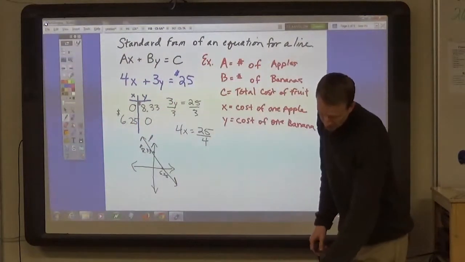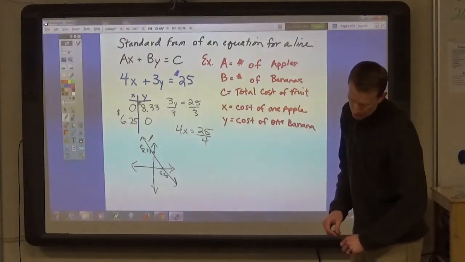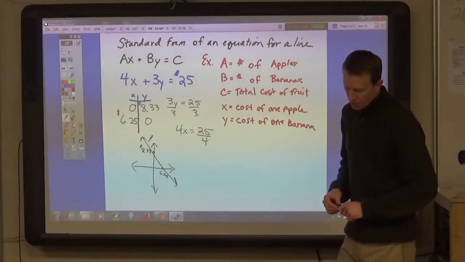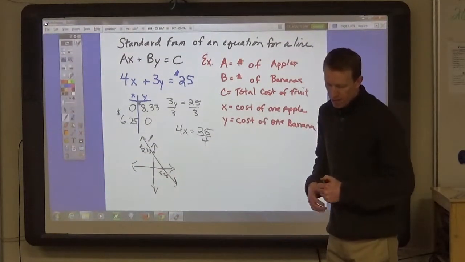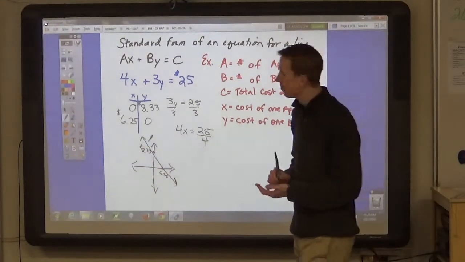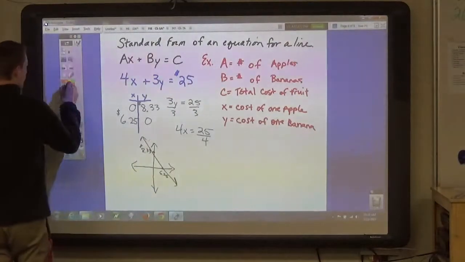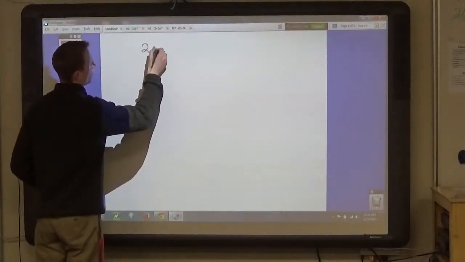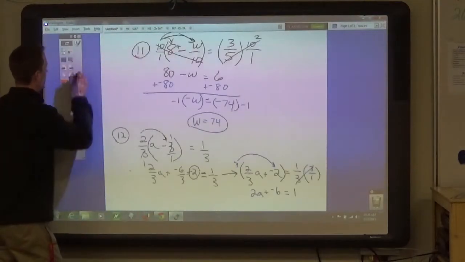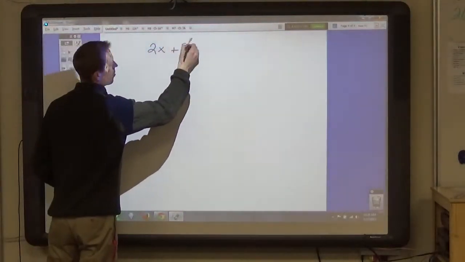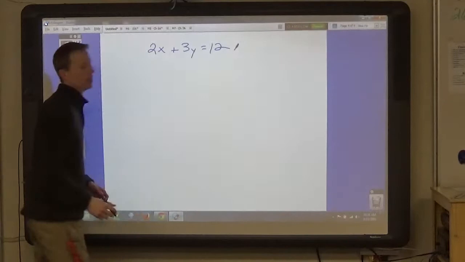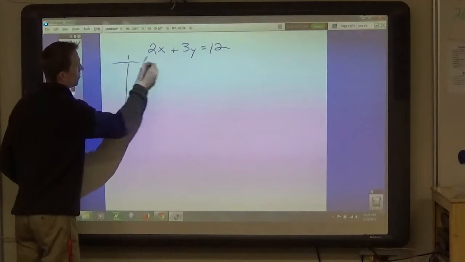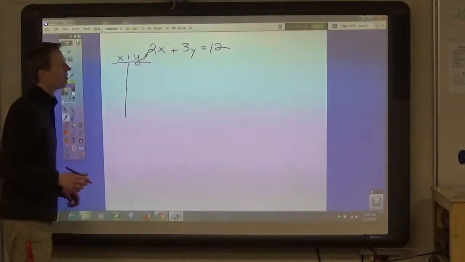Let's look at another example. This is example 2 in your book. Write down 2x plus 3y equals 12. Let's graph it using the intercepts. X and y.